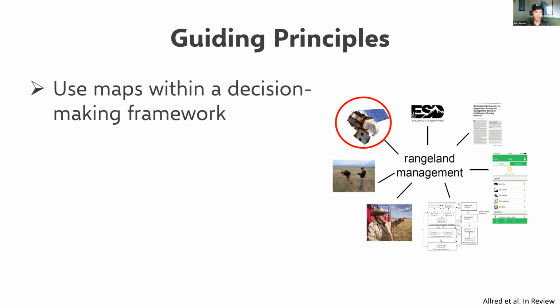The first one is to use maps within a decision-making framework. You don't want to use these maps in isolation. These maps will not make decisions for you. They'll help you to have a fuller picture of the context in which you're making decisions. But you always want to anchor that to whatever other information you have and be thoughtful about how you're using these maps in the context of the types of actions you're considering putting on the ground.